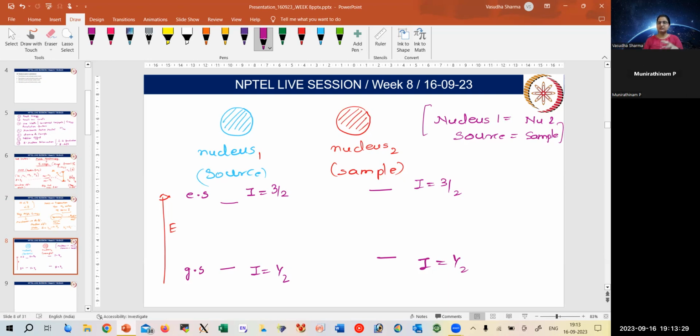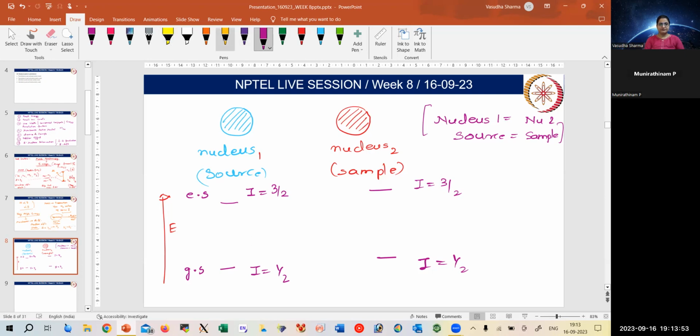So when the nucleus is the same, only then will they be able to take up the equal amount of energy, and the resonance will happen. Taking two different nuclei is also possible, but in very rare cases, and research is still going on. So generally, in Mössbauer spectroscopy, the source which gives the radiation and the sample which absorbs it have to be more or less similar.